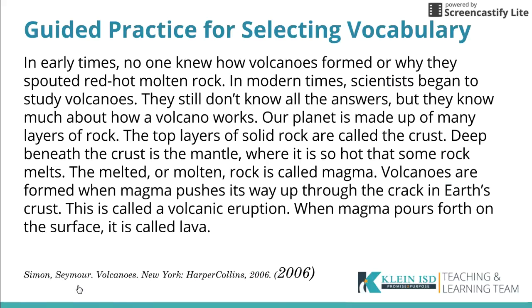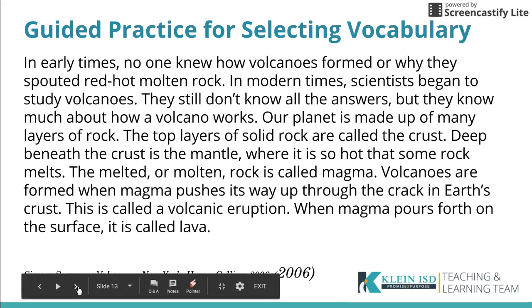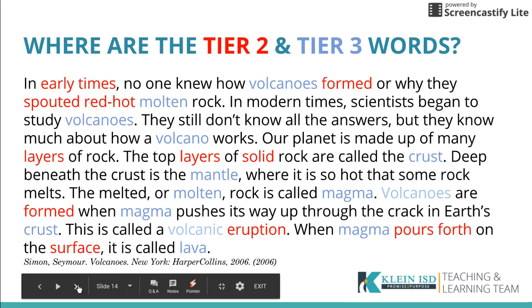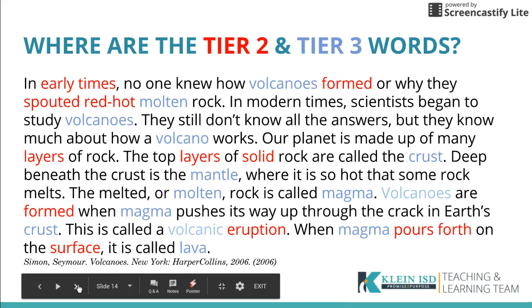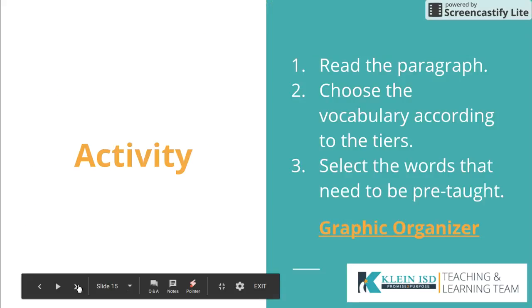Okay, this is just an example that you may show your teachers. Let them know that this is an excerpt from a science class, and then they are going to go ahead and label Tier 2 and Tier 3 words. As you can notice, Tier 2 words are marked in red, and Tier 3 words are in blue, and those Tier 3 words are more specific to science content.